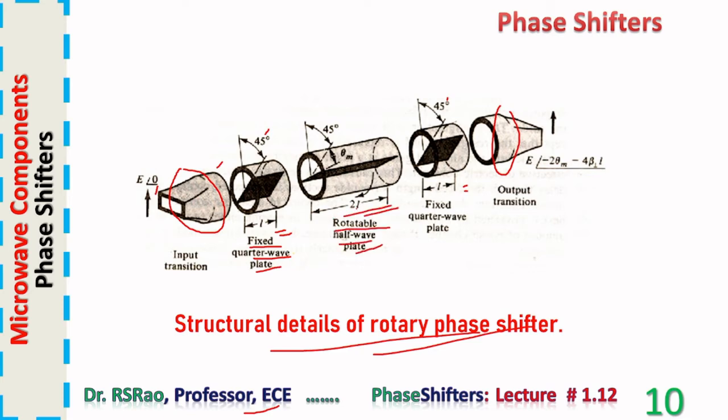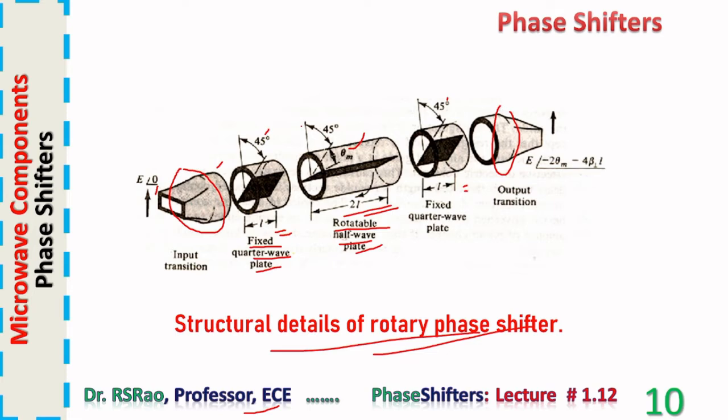Length of this section is 2L, where L is length of the fixed section. It is a rotatable section, rotatable part. By rotating, the orientation of the plate inside it can be altered. Here one angle theta m is identified. It is the angle made by the plate from the point which is at 45 degrees from the vertical.